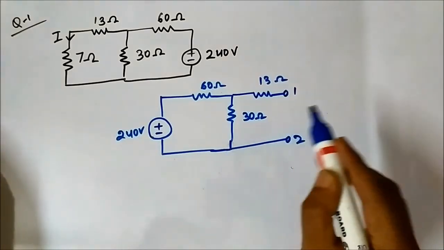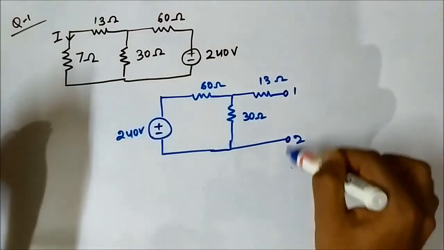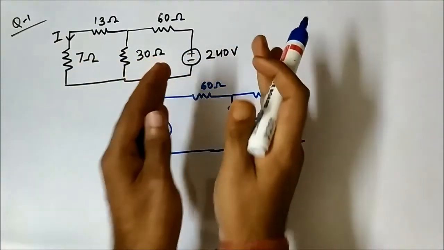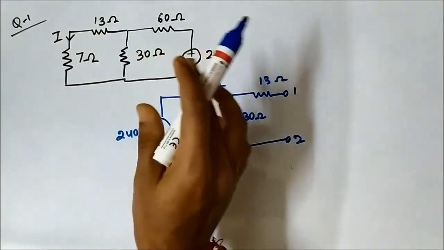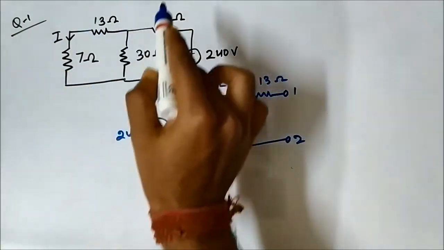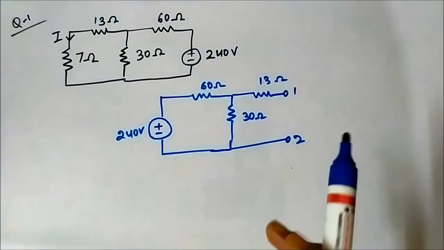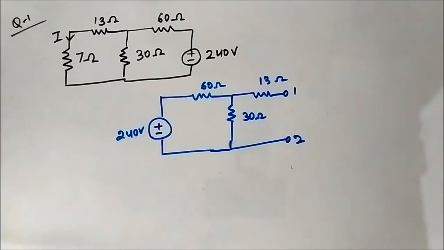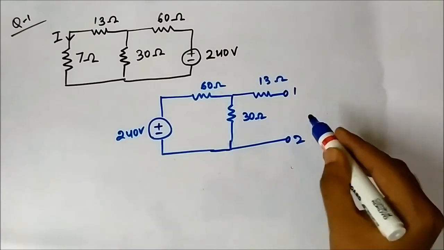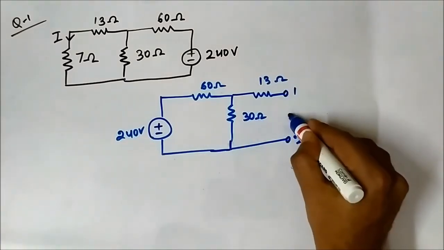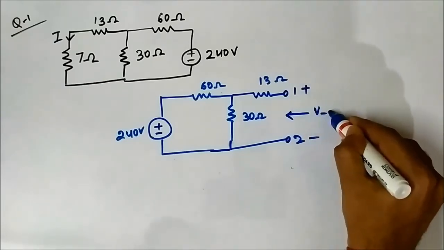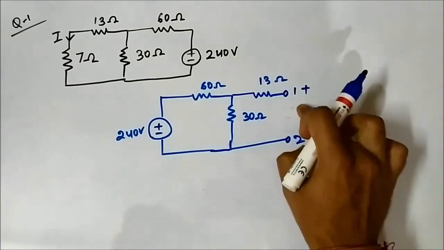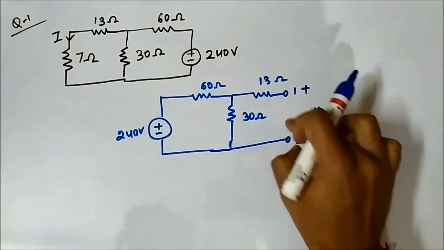Now we have to determine the equivalent Thevenin circuit of this network, excluding the 7 ohm resistor. All the remaining network elements, circuit elements that are present, 13 ohm, 30 ohm, 60 ohm, 240 volt, we have to determine the Thevenin equivalent circuit of it. So first step, Thevenin voltage. Thevenin voltage is this voltage. Okay, this voltage is the Thevenin voltage across the open terminals 1 and 2.